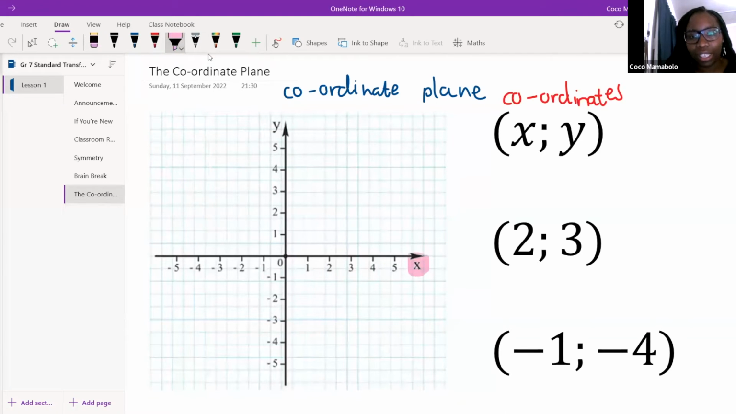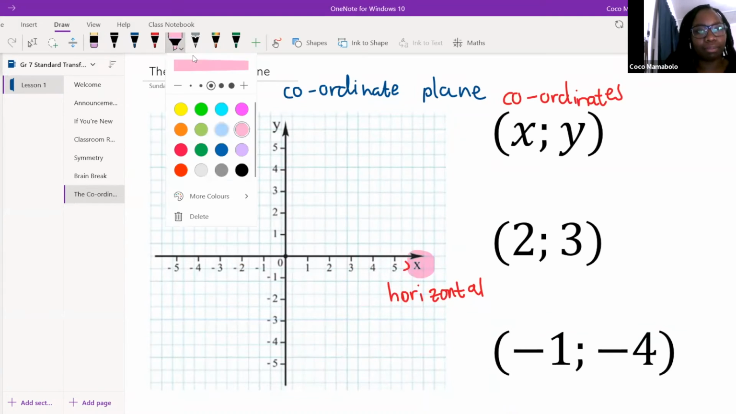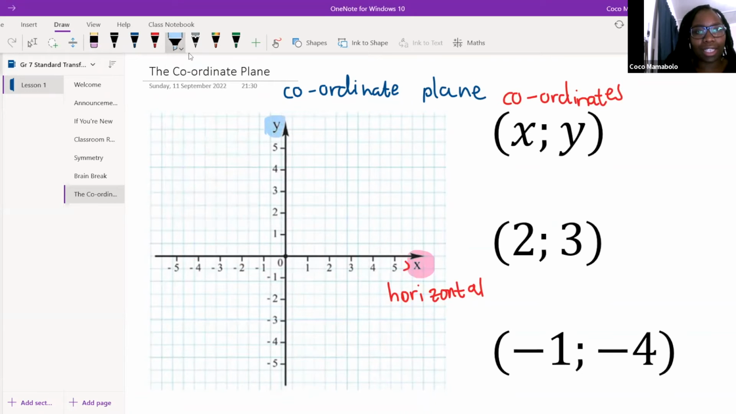You will see that I have an X over here at the end of my arrow. And this X represents my horizontal line. Do you see the horizontal number line? It starts here at -5 and it goes all the way to +5. And up top here, I've got a Y. And this is my vertical line. And it goes all the way from -5 up to +5.